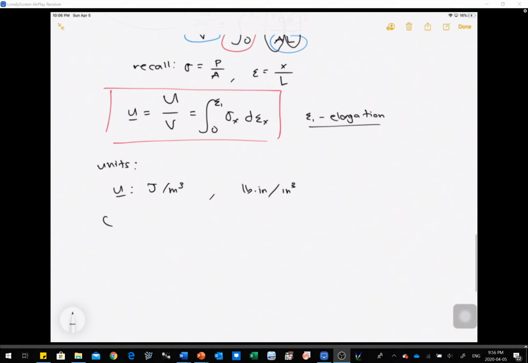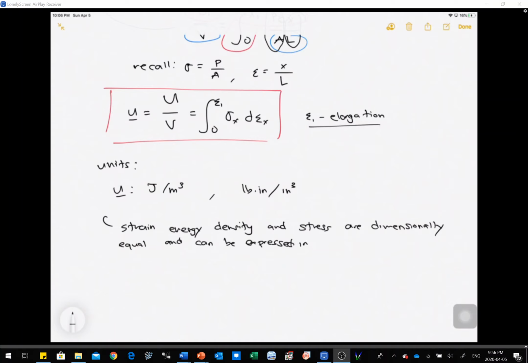So strain energy density and stress are dimensionally equal and can be expressed in the same units.